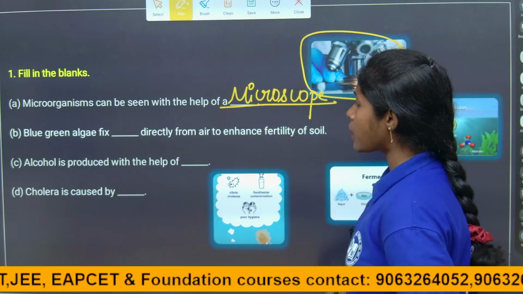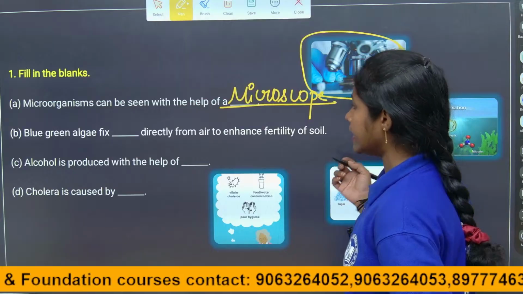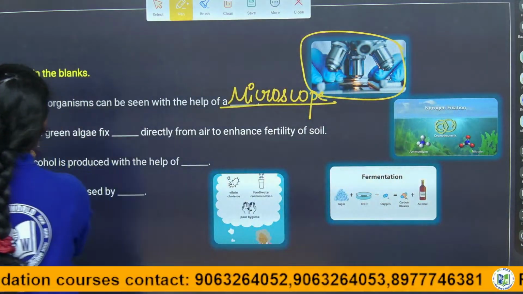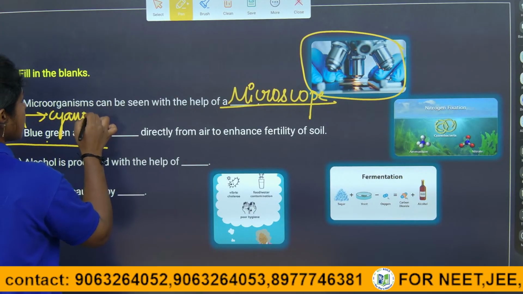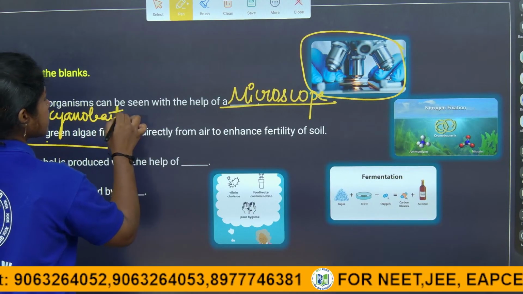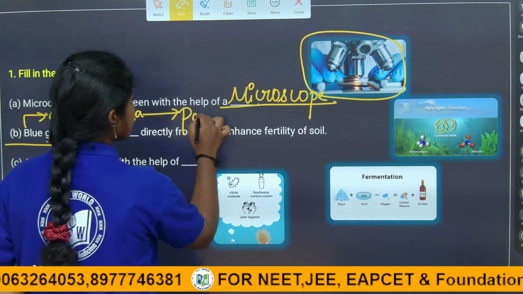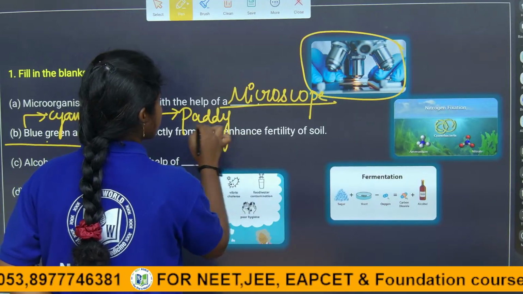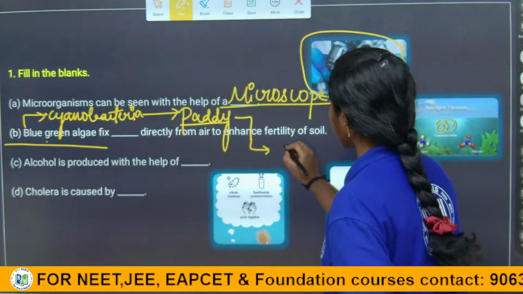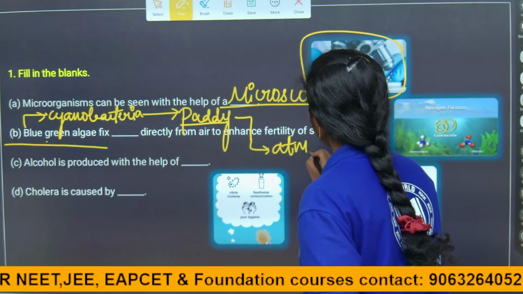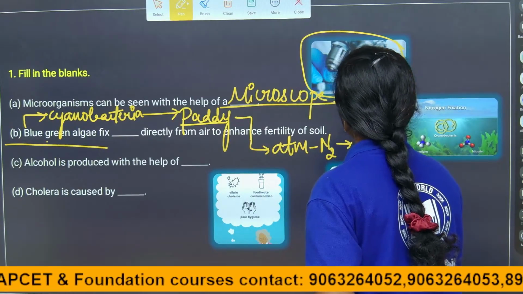Coming to the next one: blue-green algae fix blank directly from the atmosphere to enhance fertility. Blue-green algae is also called what, children? Cyanobacteria. This bacteria is mostly present in paddy fields. There in paddy fields, what will it fix? It will fix the atmospheric nitrogen and help in the fertility of the soil.